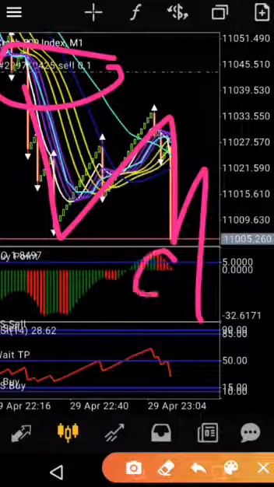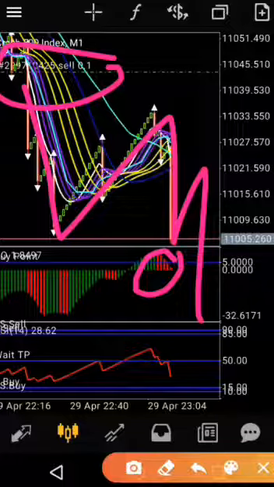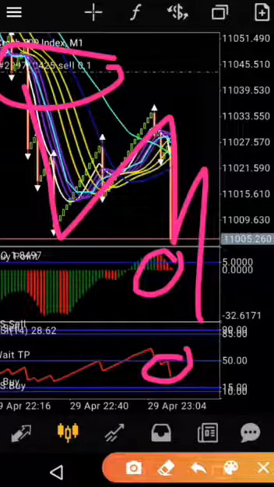You see AO is showing red over there, and RSI is not showing overbought or oversold, which means the trade has more potential to go down.